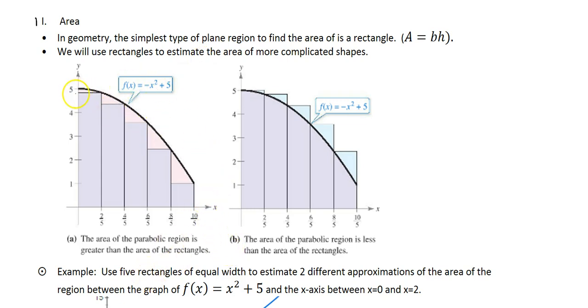You can draw your rectangles under the curve, in which case you're missing a little bit of the area. These pink spots would be kind of an underestimate. Or you could draw your rectangles outside of the curve, in which you would overestimate your area. So there's two different ways that you can approach it. So let's take an example.